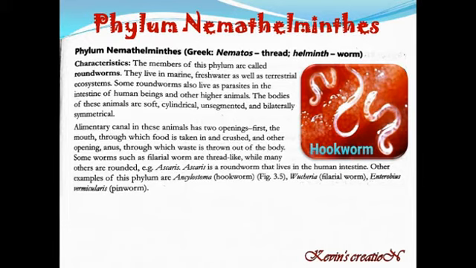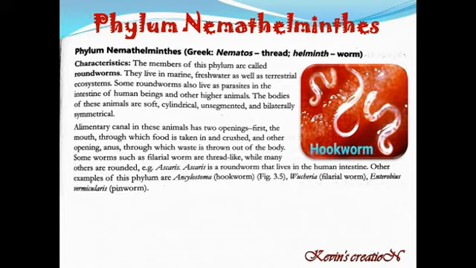Now here the alimentary canal in these animals has two openings. The first one is the mouth, through which the food is taken and crushed, and the other opening, that is the anus, through which the waste is thrown out of the body. So unlike Platyhelminthes, it has got the usual two openings, mouth and anus.